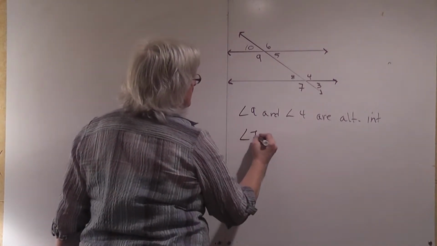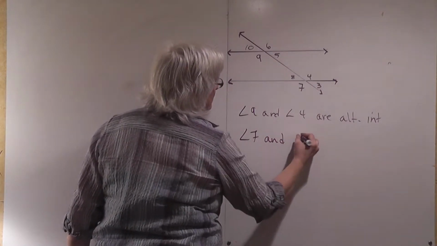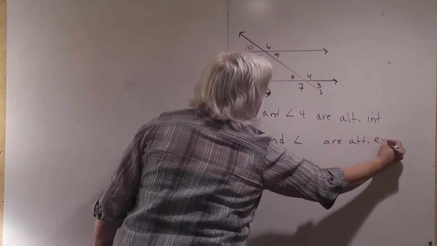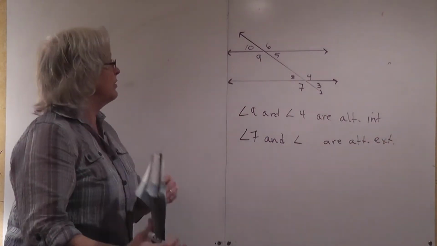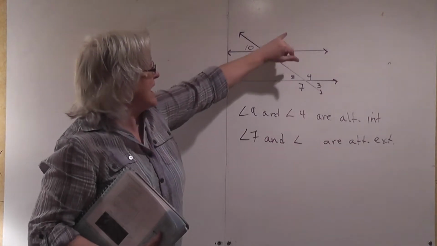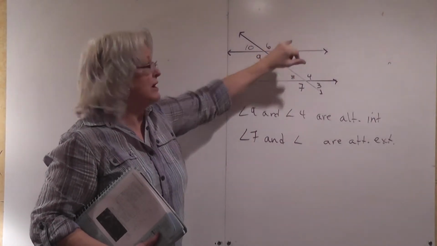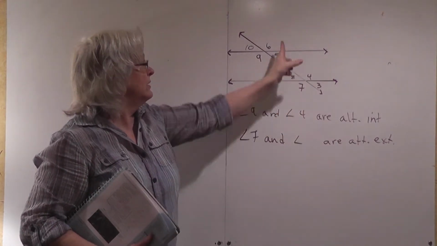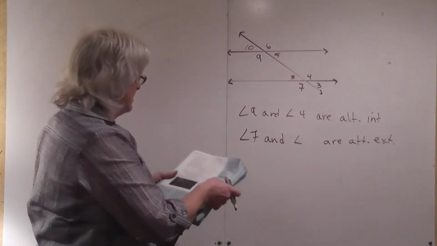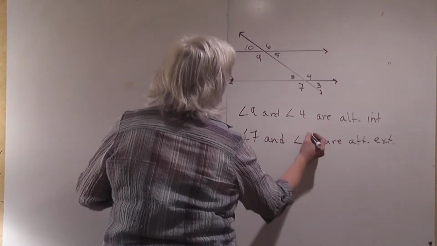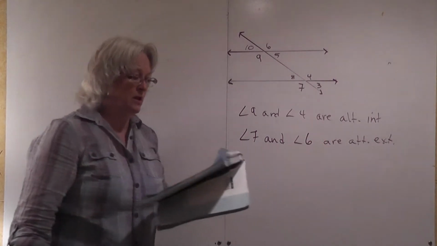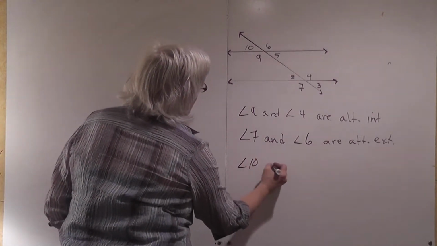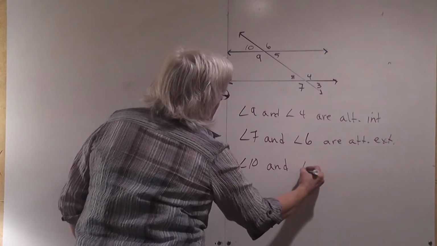Angle 7 and what angle are alternate exterior? Alternate exterior, they're the angles outside the railroad tracks on opposite sides of the line. So angle 7 and angle 6 have to be alternate interior. I'm sorry, alternate exterior. The next question says angle 10 and what angle are complementary?